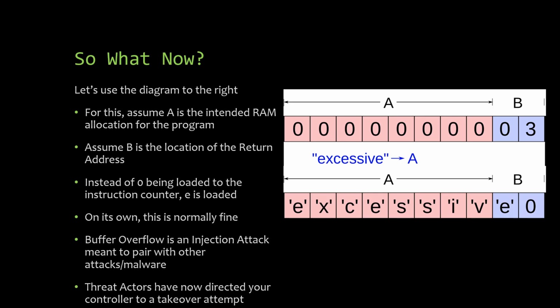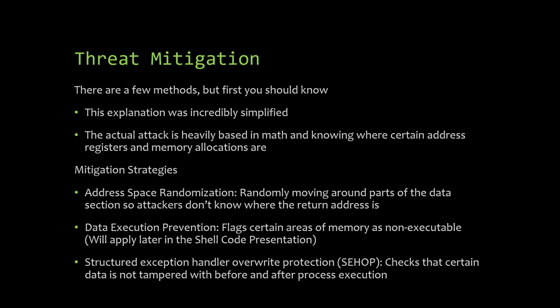Now normally, this is fine on its own, it'll usually crash your computer, whatever the program is, but there's nothing that comes from it. But buffer overflow is an injection attack. It's meant to pair with other attacks, other malware. Because now the issue is threat actors have directed your controller to a takeover attempt. Somewhere else in your computer they've injected another thing and they've just directed your instruction set to go there and start that process. Obviously, as these attacks became more prevalent, we started figuring out ways to fix them.